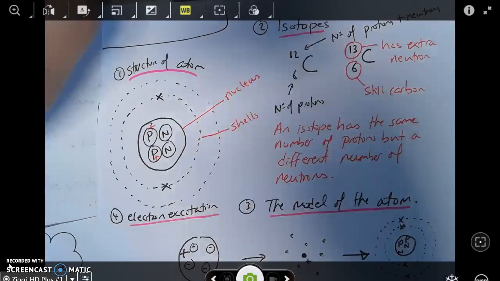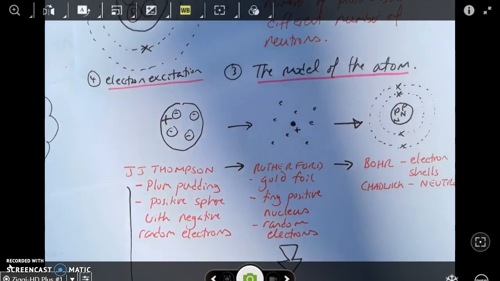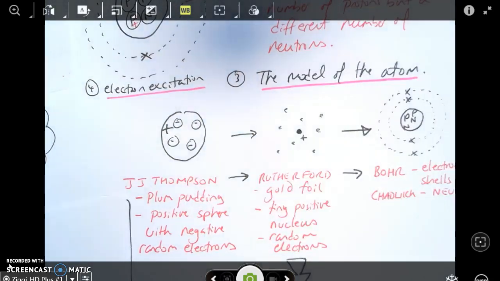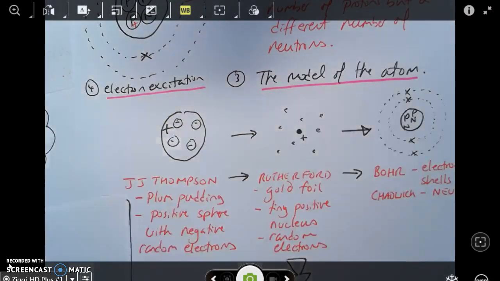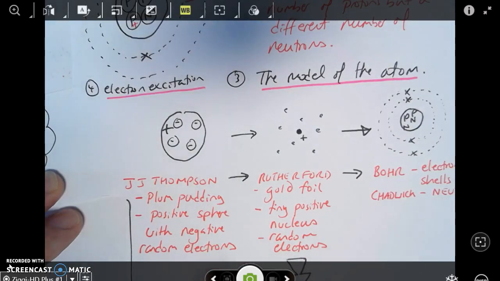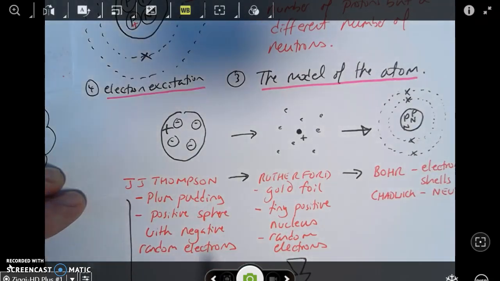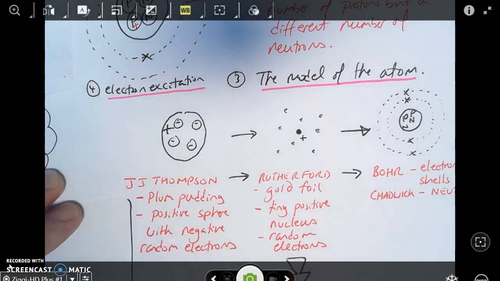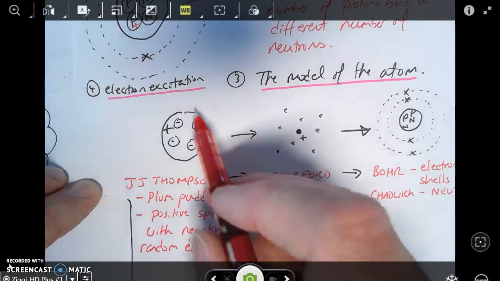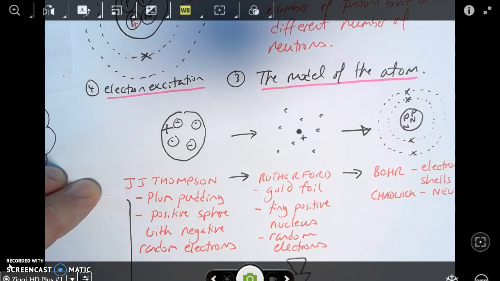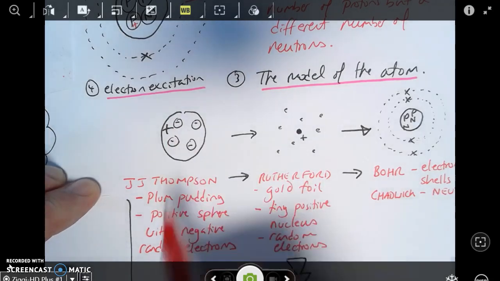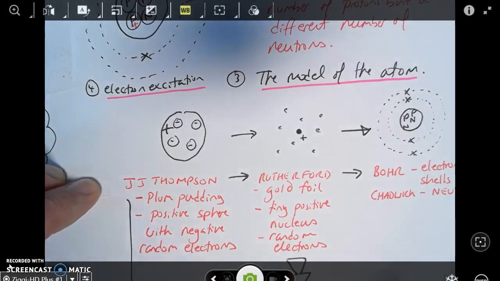Okay. The next thing you need to know about is the development of the scientific model of the atom. It started with a model that was thought up by J.J. Thomson. It's called the plum pudding model, and basically it was as though there was a small positively charged sphere, and dotted inside it were negatively charged electrons, a bit like the chocolate chips in a chocolate chip muffin.